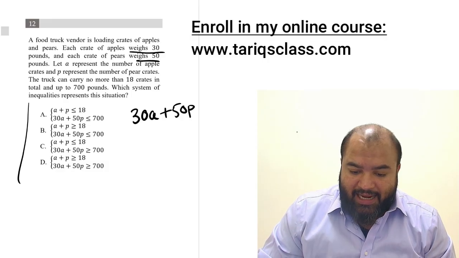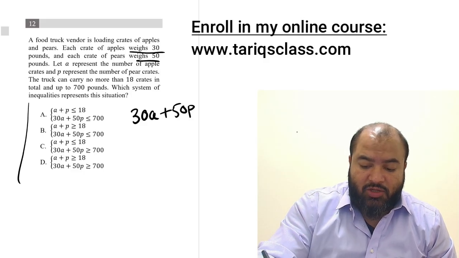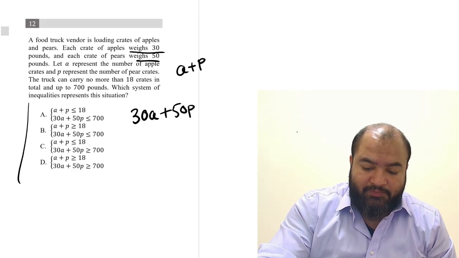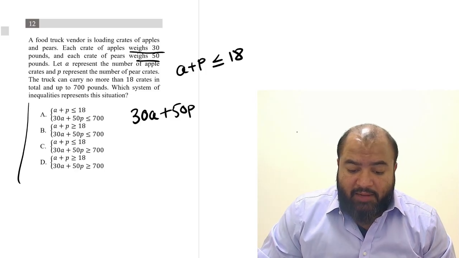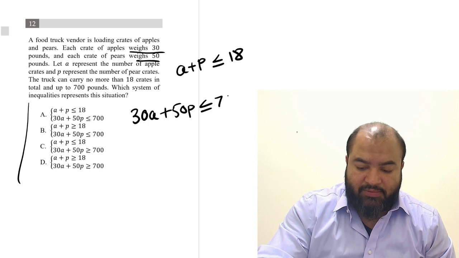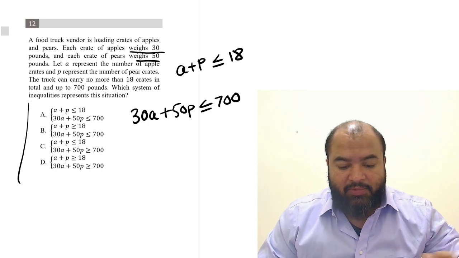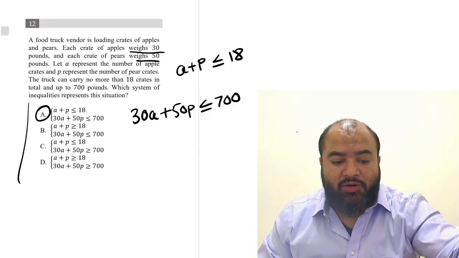And the truck can carry no more than 18 crates. So 18 is the highest. So 18 or less. So total apples and pears has to be less than or equal to 18. And up to 700 pounds. So it has to be less than or equal to 700. So which one of them is the option? So A is the same thing. So A is the answer.